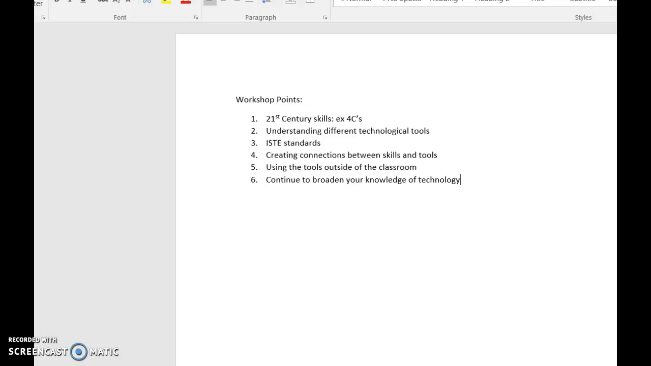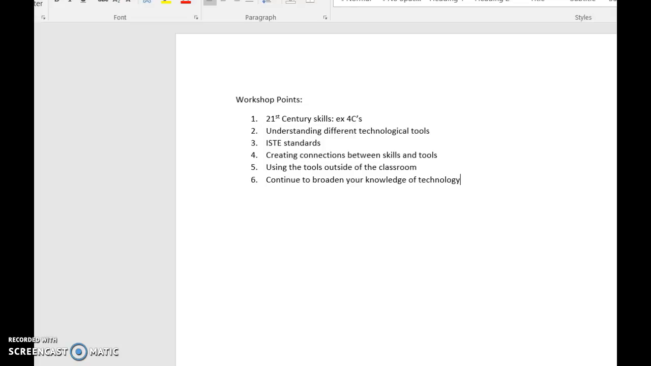Next is creating connection between those skills and tools. So for example, you could work communication, one of the skills, into your lesson by using technology, some of the tools. For example, you could use polling software to use communication in your classroom or outside.